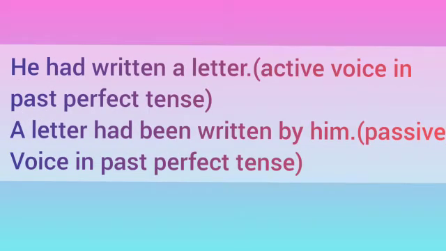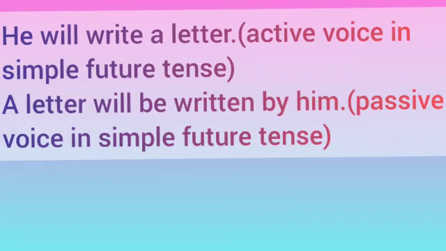If the sentence is in past perfect, he had written a letter: A letter had been written by him. Subject plus had plus been plus past participle, that is verb 3. Now see future tense. He will write a letter. A letter will be written by him. Subject plus will or shall plus be plus past participle.